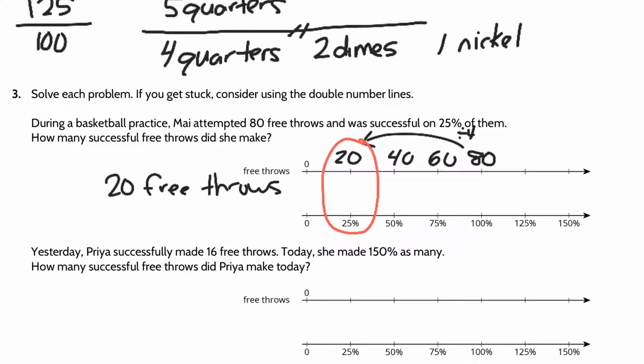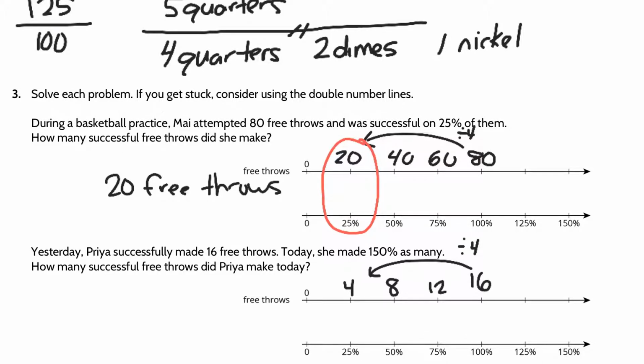The second part, yesterday Priya successfully made 16 free throws. Today she made 150% as many. How many successful free throws did Priya make today? Well, yesterday represents our 100% once again. That's 16. Now, again, this number line is broken into fourths. So if I divide by 4 here, I get 4 free throws is 25%. 8 out of 16 would have been 50%, which I think logically makes sense, I hope.